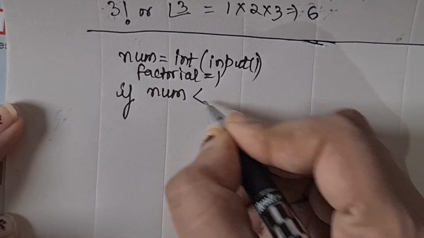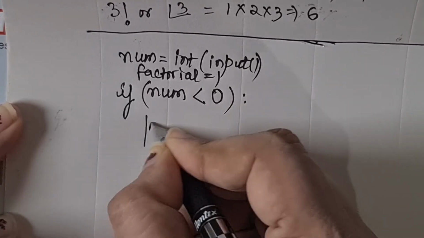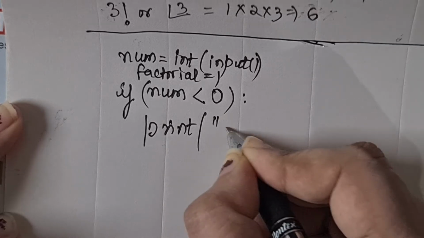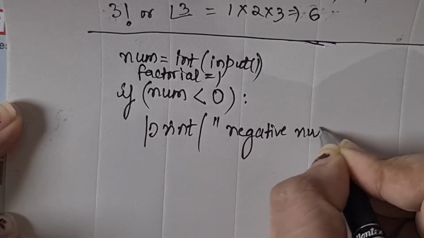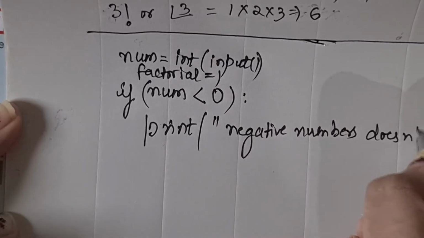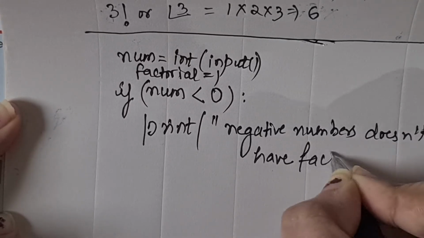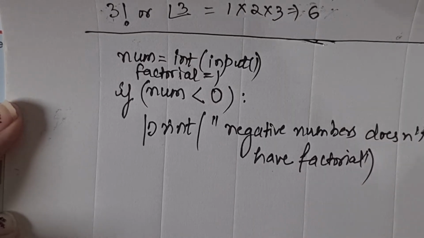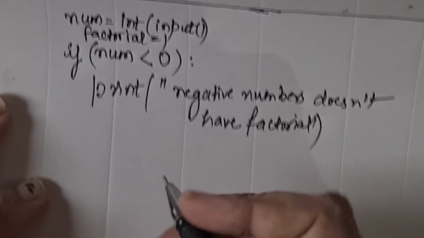If num is less than 0, meaning negative, then print negative numbers doesn't have factorial. So it is not possible to find the factorial of negative numbers.